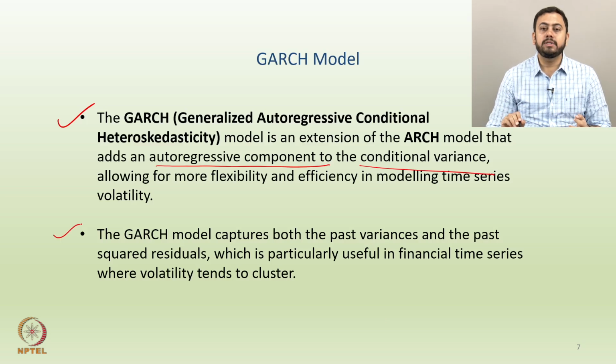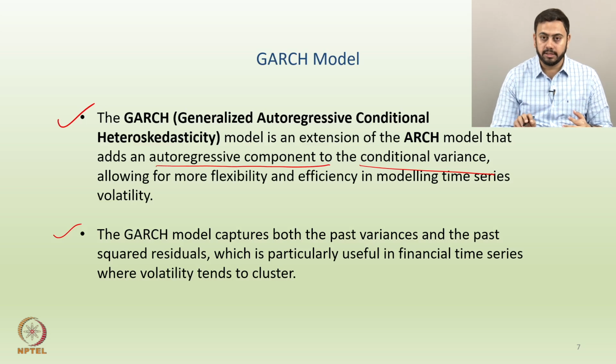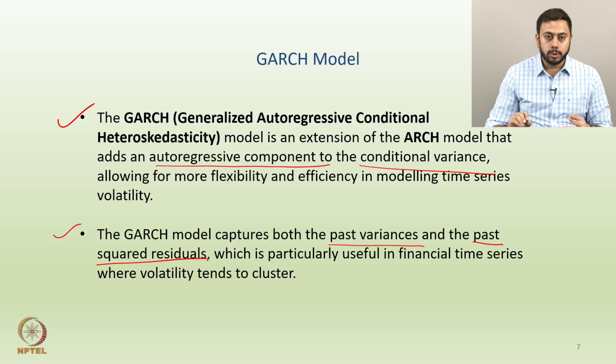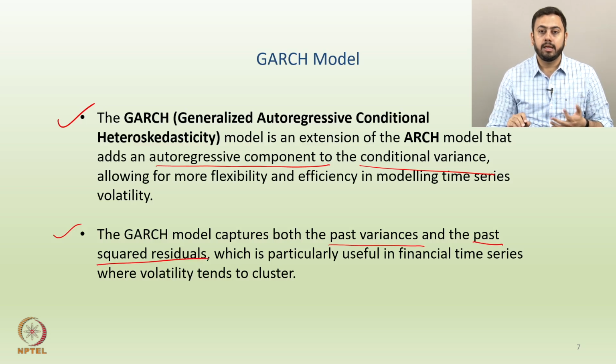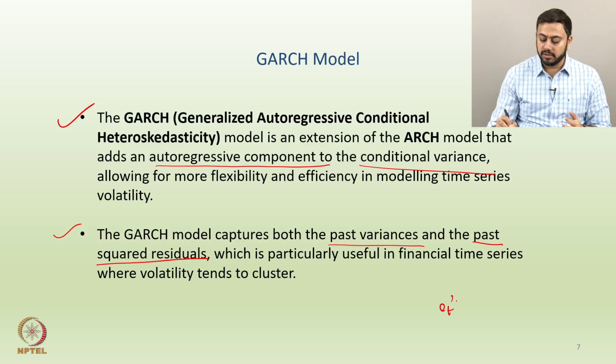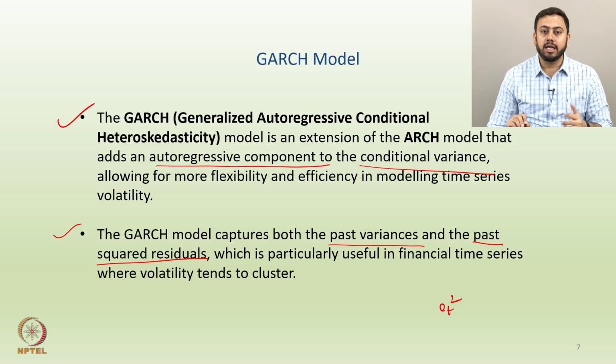Secondly, the GARCH model captures both the past variances and the past squared residuals. So it has two components. You have to take part of both the past variances, so its own lags, and the past squared residuals, so lags of epsilon t squared as well. This is particularly useful in financial time series where volatility tends to cluster.